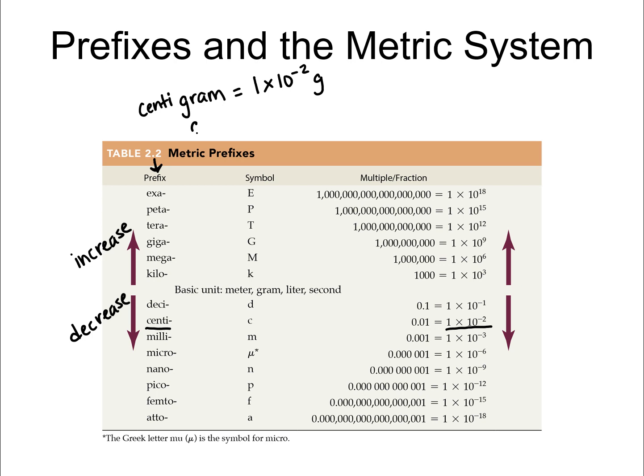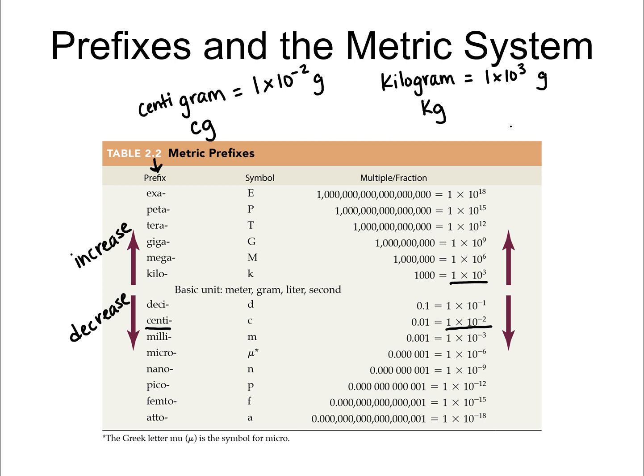The symbol for that would be a lowercase c and a lowercase g. If I were to write kilogram, that's the same, you look at the chart, as 1 times 10 to the third grams. And its symbol is a lowercase k with a g.